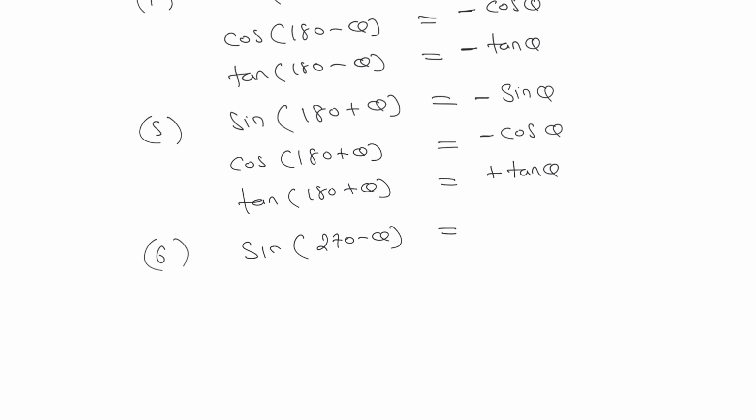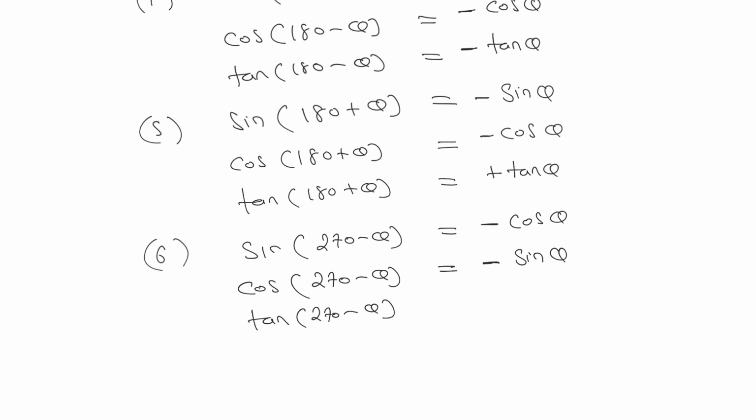Third quadrant, sine theta is negative, so it will be minus of, but over here 270 minus theta, so sine will change to cos, so this will be equal to minus cos theta. Now if it is cos of 270 minus theta, cos theta is negative in the third quadrant, so it should be minus, and 270 minus theta, so cos will convert into sine, so we can write minus sine theta. Now if it is tan of 270 minus theta, tan theta is positive in the third quadrant, and tan 270 minus theta is nothing but cot theta, so the answer will be equal to plus cot theta.